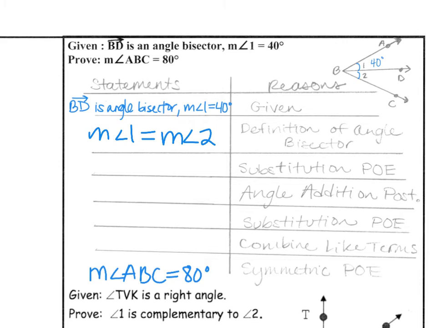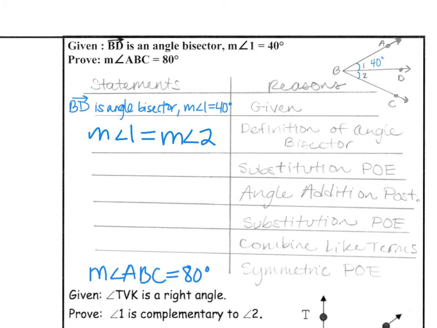The next reason I gave you was that we're going to substitute. What could we substitute here? Look at what you're given. Look at what you have here. Sophia, what could I substitute? You can put 40 for measure of angle 1. Right, so we know that angle 1 is 40.